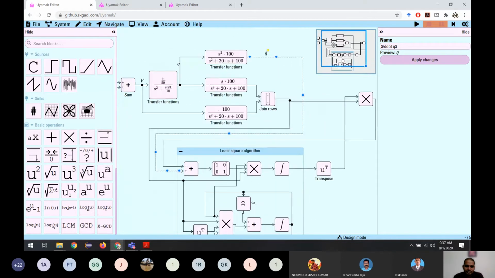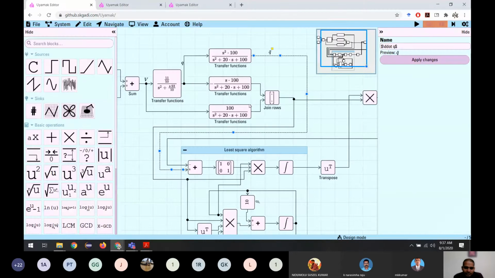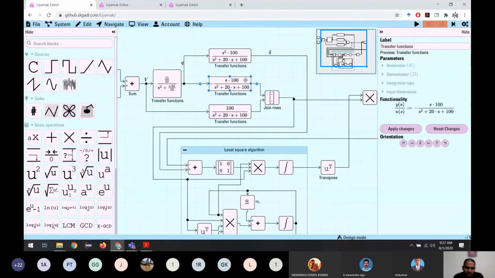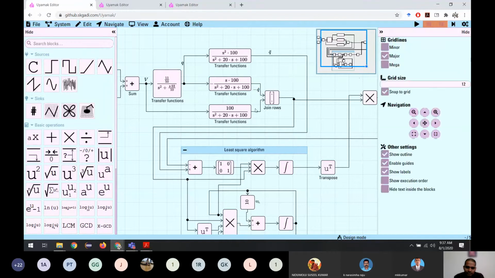And let us find out what is phi. The phi is minus q times s, or you can say the negative velocity of the robot arm. We have to see the negative term. So this is the one we are using. This is a q, and if you do this operation, what we receive is q dot, minus q dot. So we get minus q dot, and this is the voltage we are giving as input.